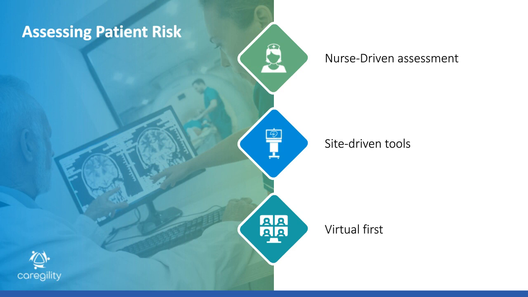And then there's virtual first, meaning that you might set the program so that virtual observation is the first-line strategy or trial before a patient can be moved to having a physical sitter. So, rather than a patient just getting a physical sitter, if they appear to be a good candidate for virtual observation, that's trialed first. If they sort of fail that trial, then they are moved to a physical sitter.